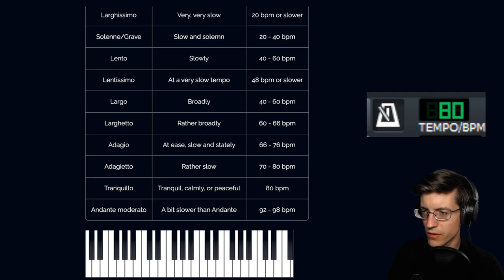That's a little too loud for you folks, sorry. There we go. So 80 would be tranquillo, and then andante moderato, a bit slower than andante. This is 92 to 98. This isn't a very fine tuner, but it'll be 72, 80, 87, 95. So this would be roughly andante, moderato, 3, 4, 1, 2, 3, 4.